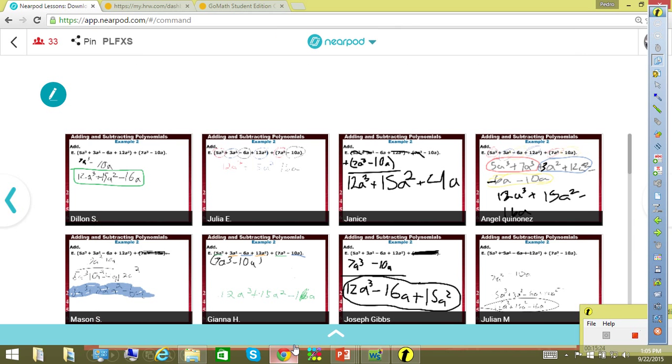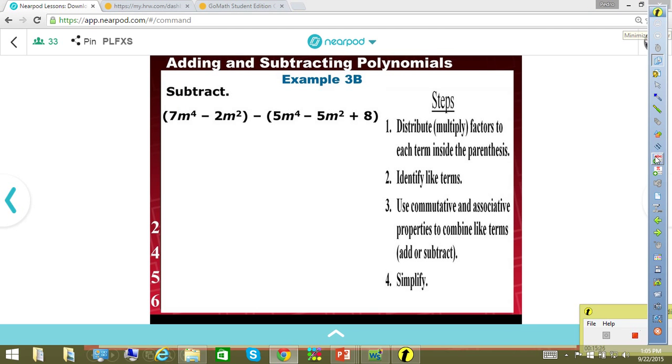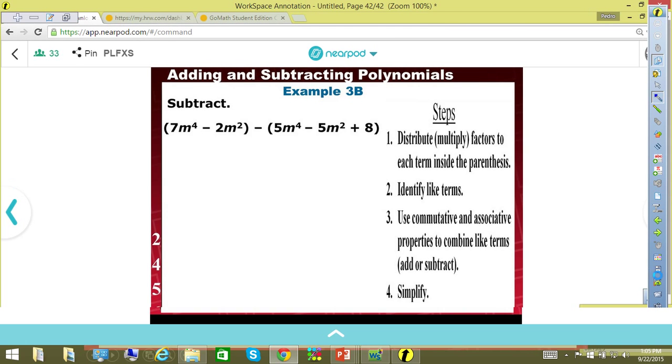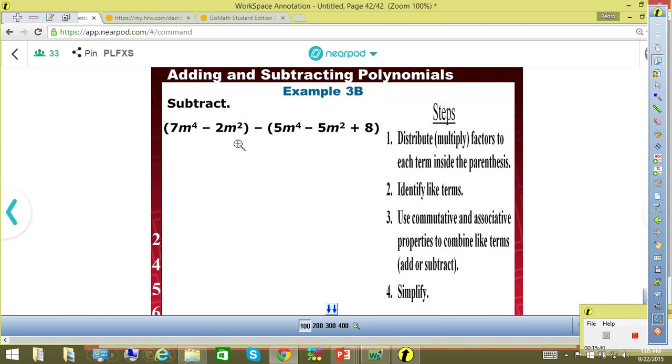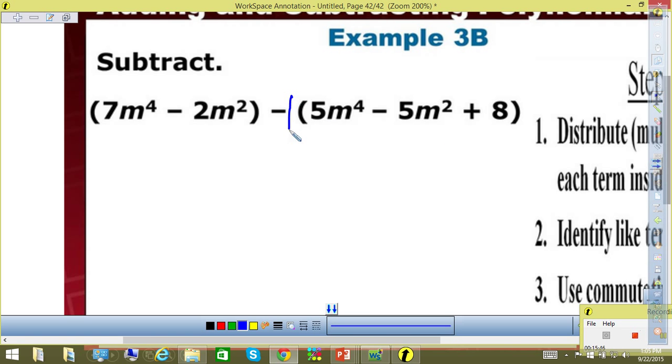Let's go to subtraction. So watch. For subtraction, I remember when I introduced this, I didn't give you this one, I gave you this one right here. Remember that? And we said that for these, let me zoom in. For these, start with this second paren, and the coefficient here is -1. Therefore, -1 distributes to each of the terms, so this becomes -5m to the fourth.